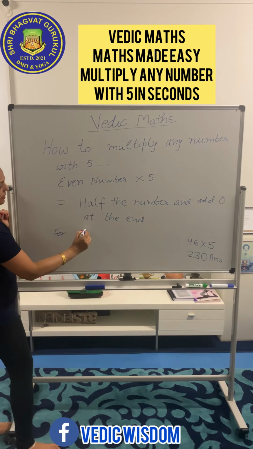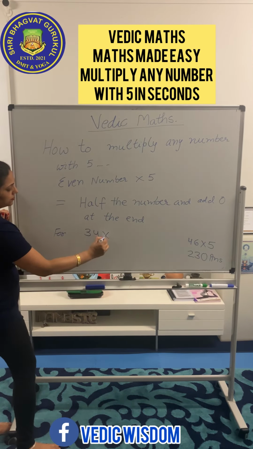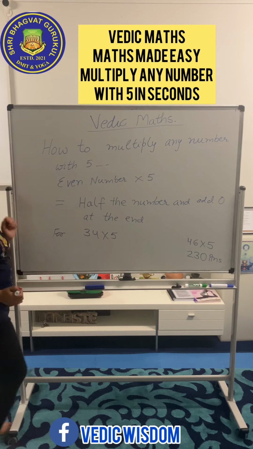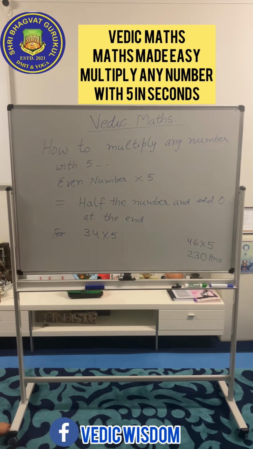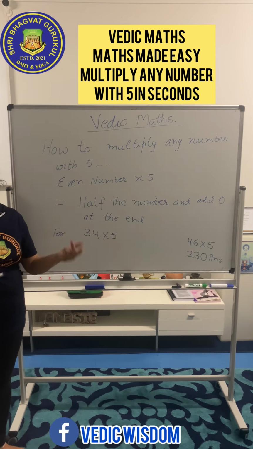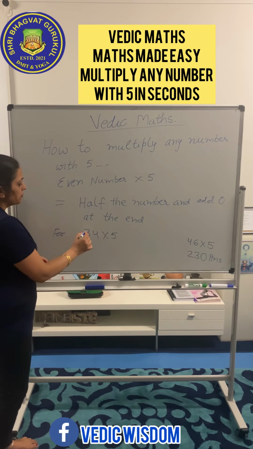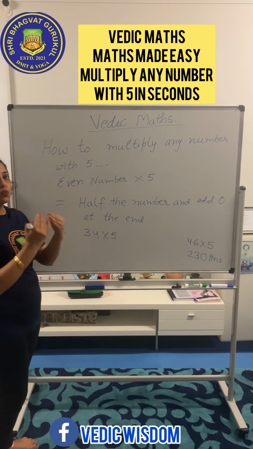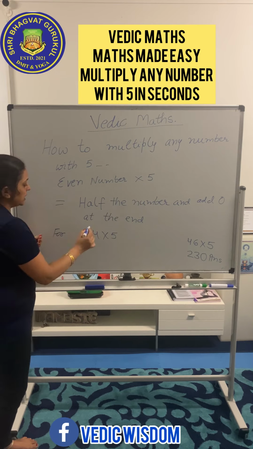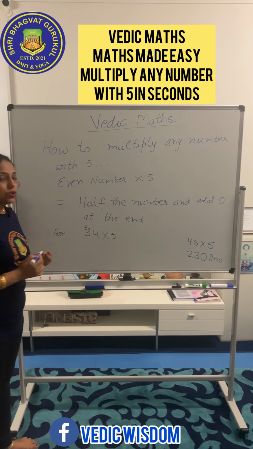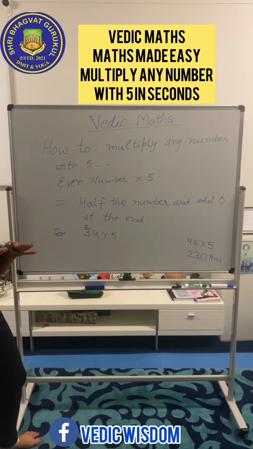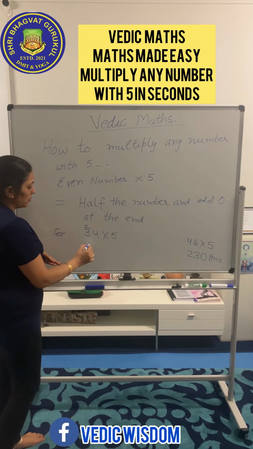Let's take another example, 34 by 5. So, now 34's half is a little bit tricky for little children. So what we will do? We just make the half of 3. We can't make the half of 3 because 3 is an odd number. So what we will do? We will put one number smaller than 3. So 3 smaller is 2. So 2's half will be 1.